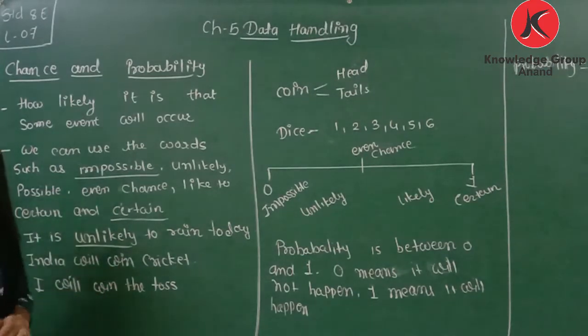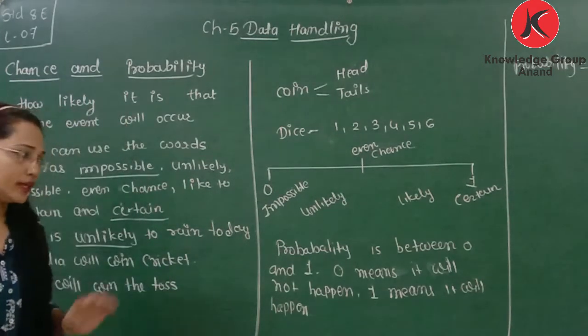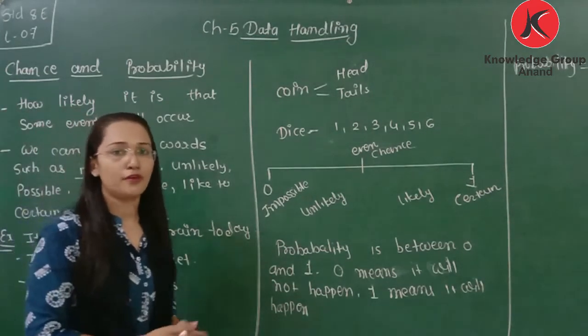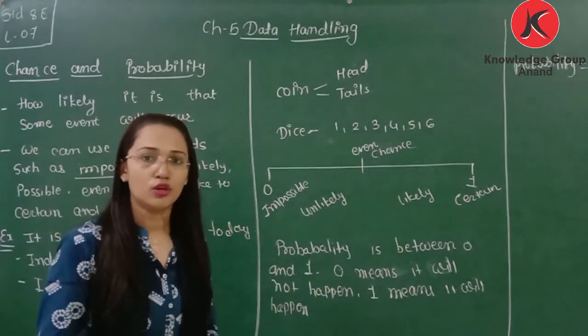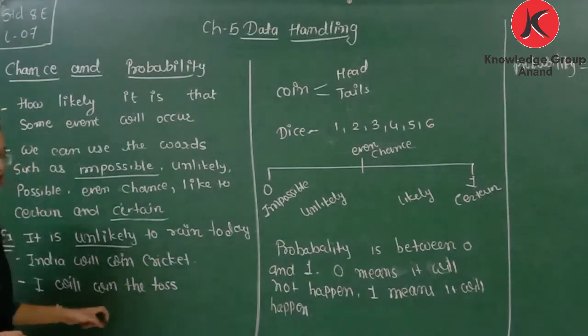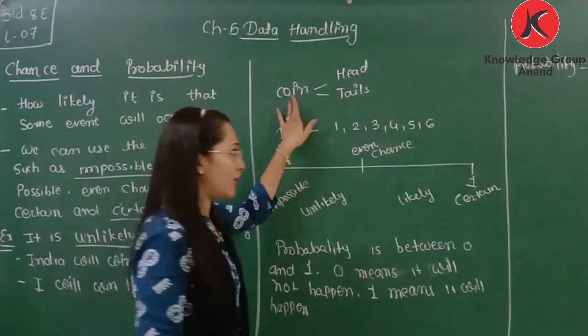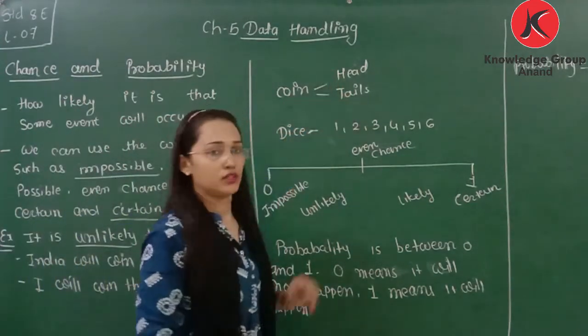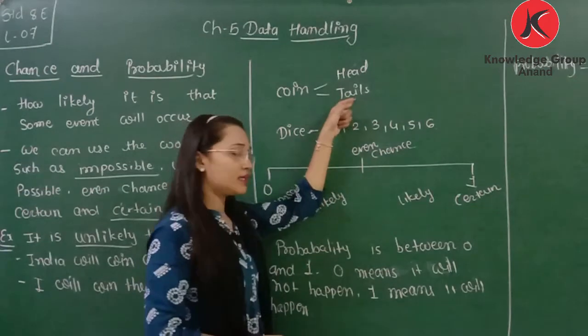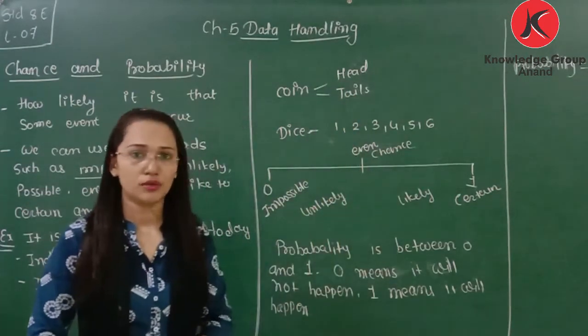So if you are playing with your friend and you have a coin and you are taking the tail, the probability of having tail and head is equal. So it may be possible that your friend will win. So this also comes under chances and probability. Clear? So if we have a coin, then there are two outcomes, head and tail. The probability of having head and tail is equal because there are only two conditions.